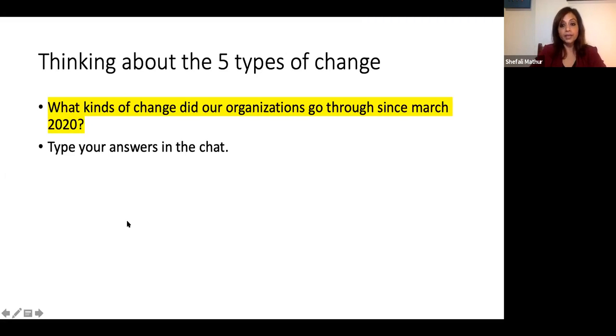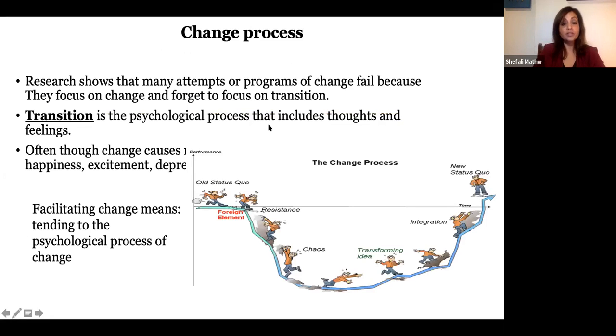So yes, thank you very much for all that feedback. I'm really glad to see you all come up with your own views on what kind of changes you have seen. Now let's take a look at the change process. How did we go through the change process, or what does research show?